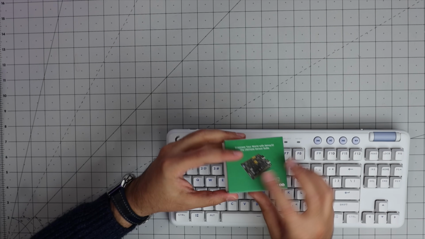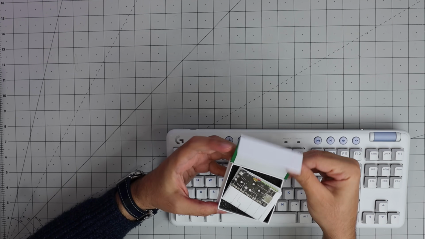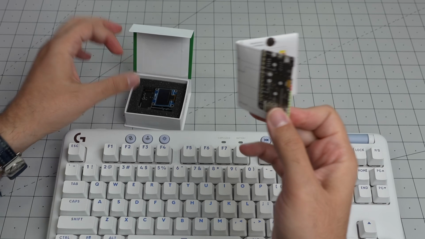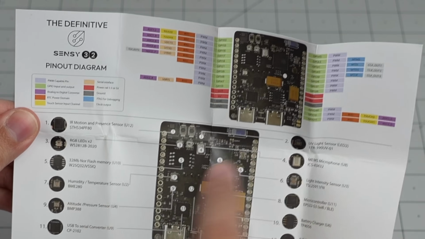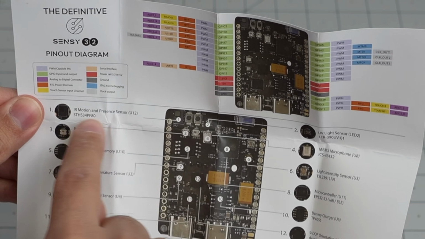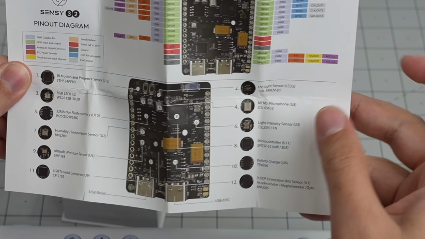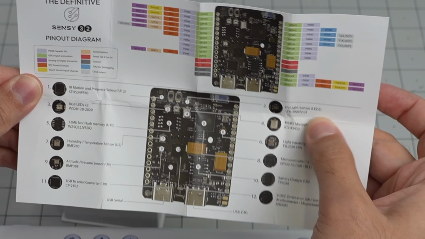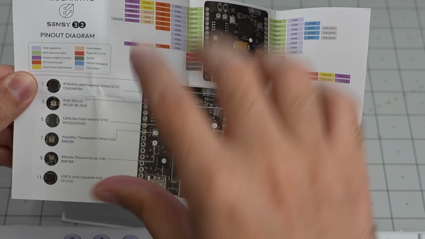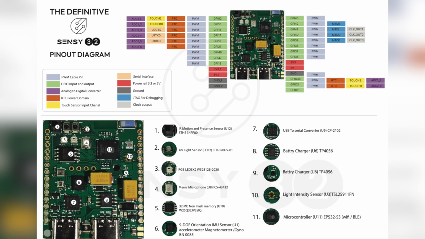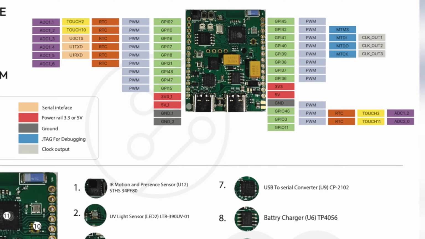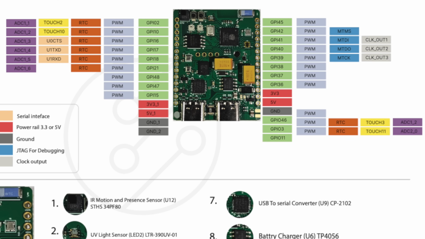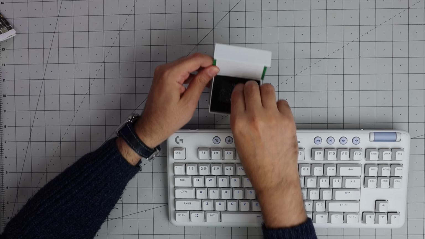So this is a magnetic case. You open it like that, and it comes with a nifty little paper that explains the sensors and where they are located, and the location of, say, the UV light sensor might matter to you when you are doing some projects, like the light intensity sensor and microphone location and all that stuff. It explains here, and also the pinouts, which is very important. Okay, so let's put that aside and take the board out.